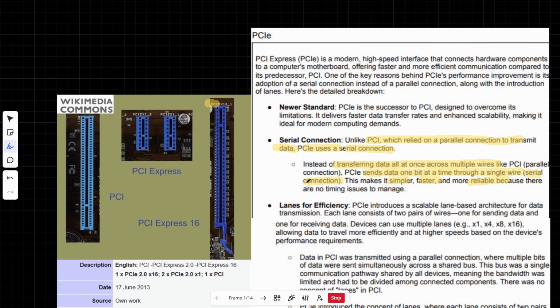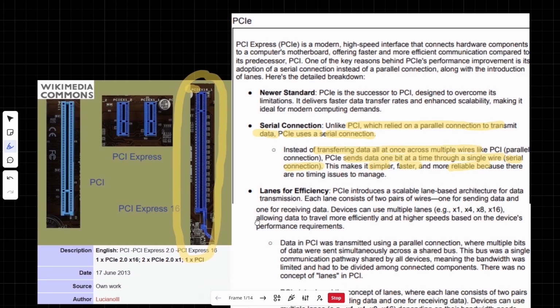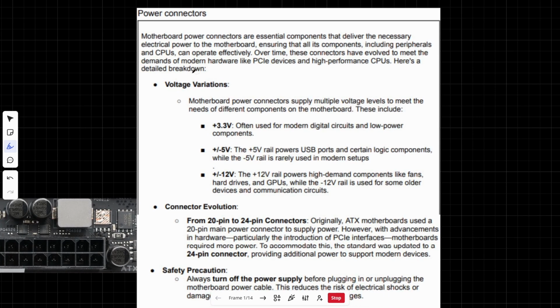You just need to know that PCIe is in fact a faster version of PCI, and that's roughly what it looks like. So be able to look at a motherboard and identify it and know what you use it for. All right. Now, the next one is power connectors.